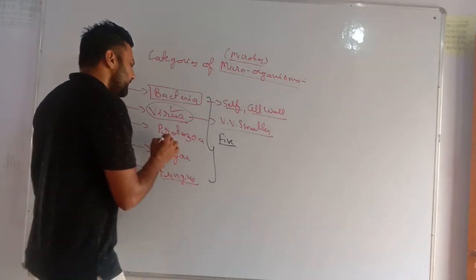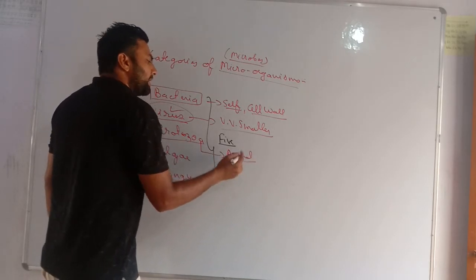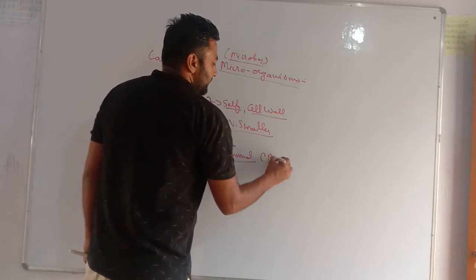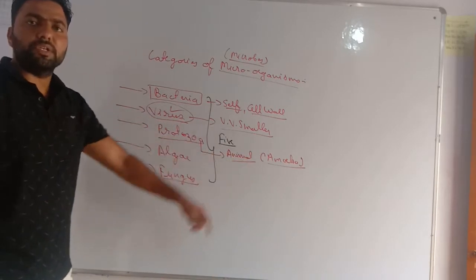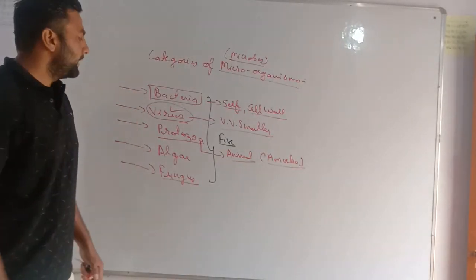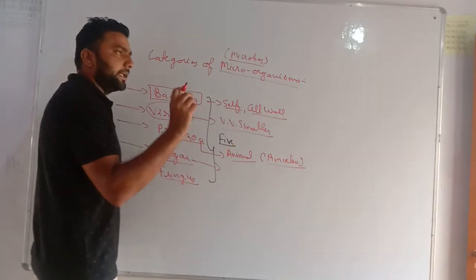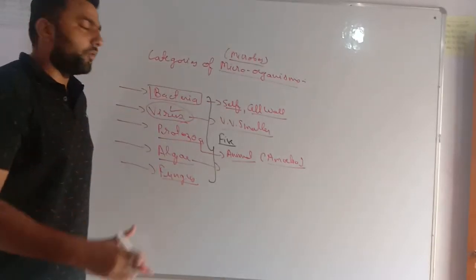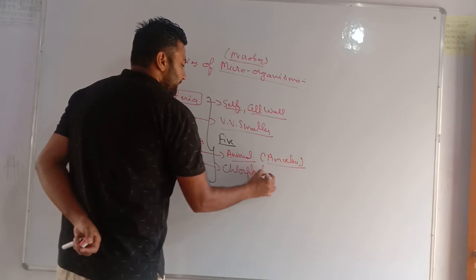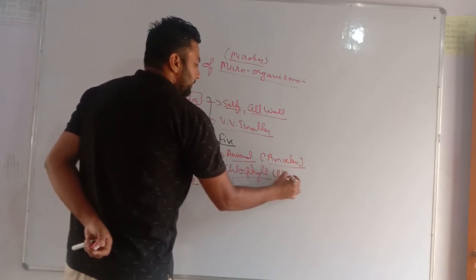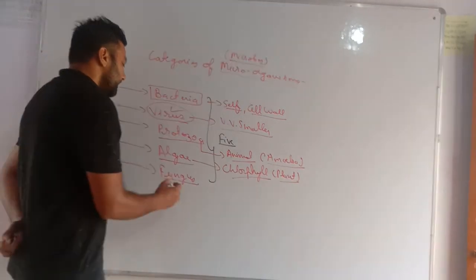Protozoa. Protozoa are a bit animal-like microorganisms. Example is amoeba. We have gone through amoeba, how it does the process of nutrition, in the animals topic. Algae. These are very common. You might have seen the green layer on water, that is of algae. Algae consist of chlorophyll and they are a bit plant-like. The most common example is blue-green algae.